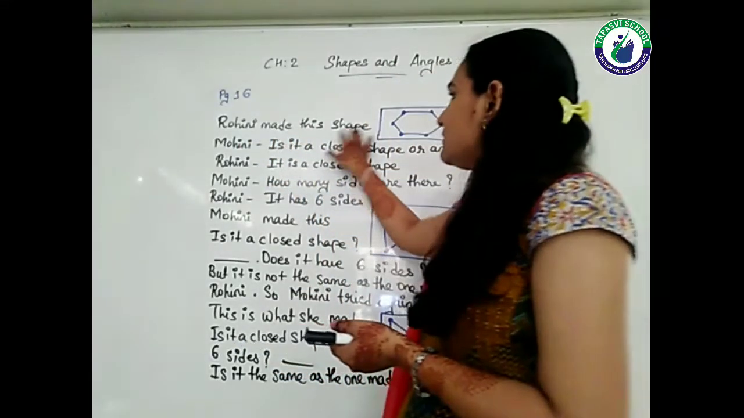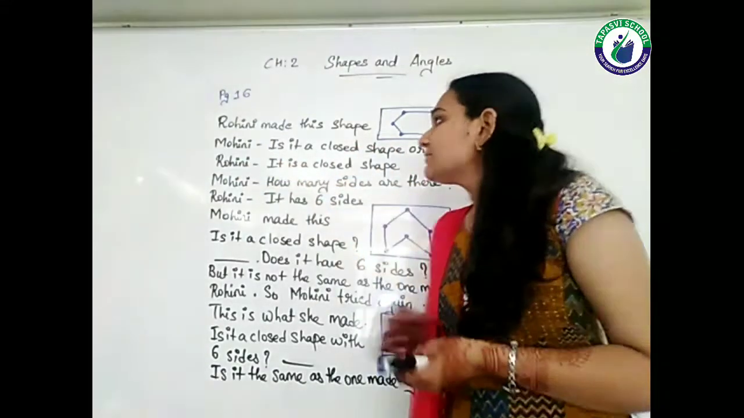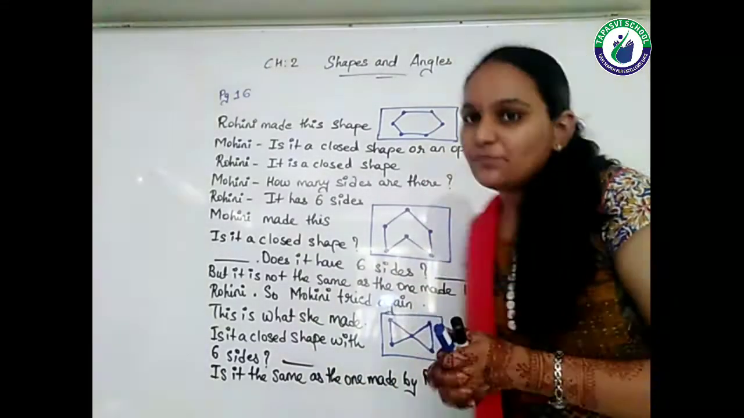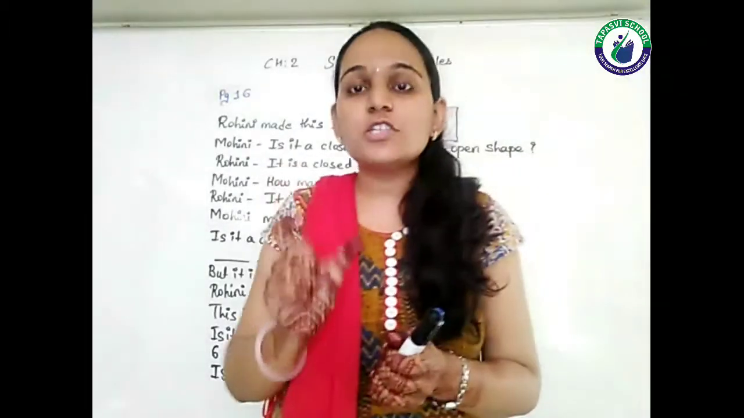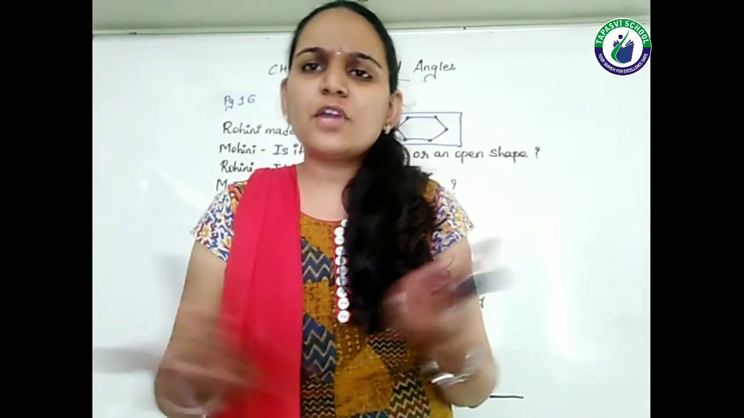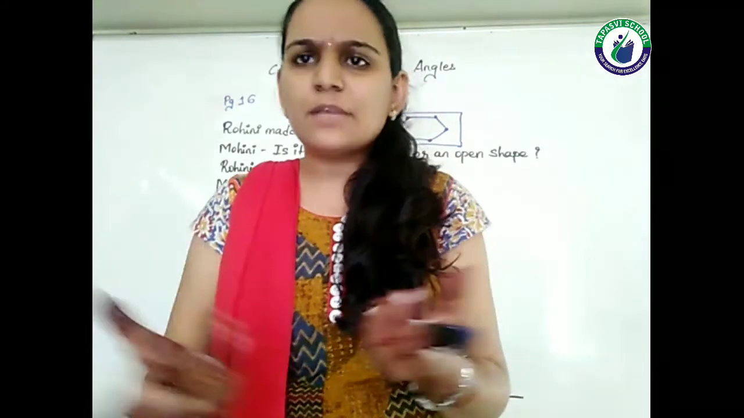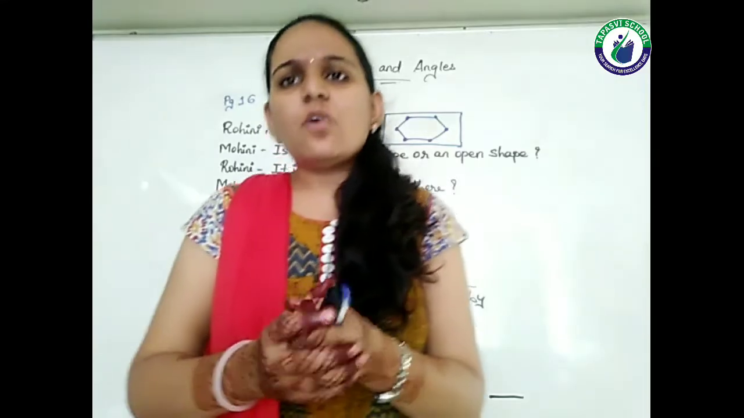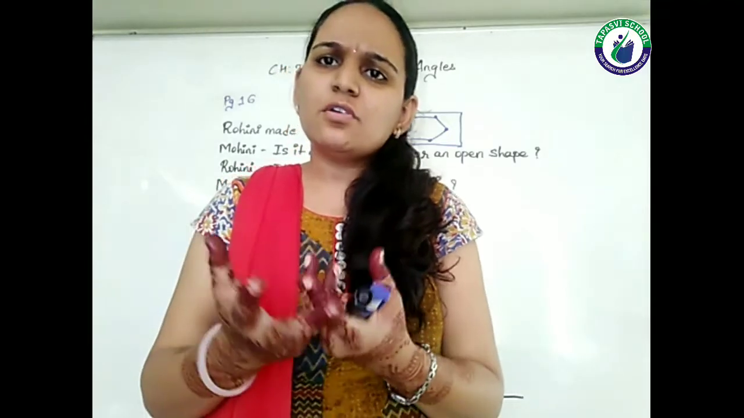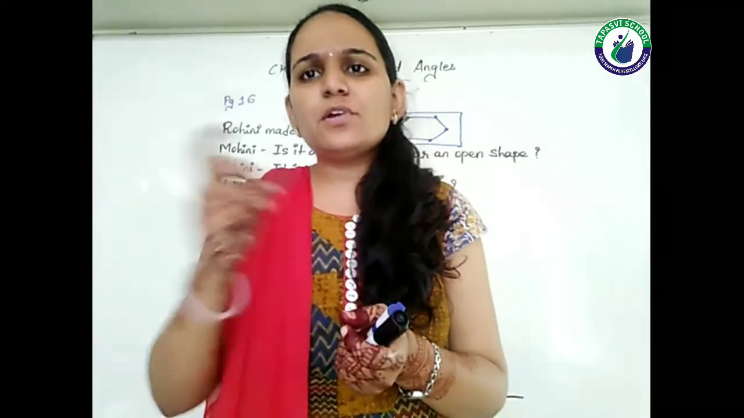Rohini made this shape. This is the shape which Rohini is actually making. Now Mohini is asking Rohini, is it a closed shape or an open shape? First of all, students, I will make you understand the terminology closed shape and open shape. Closed shape means the one which is packed. You cannot find any borders or any edges opening. It is totally packed. Open shape means there can be some sides which are not connected, which are not joined together. So this is the meaning of closed and open shape.